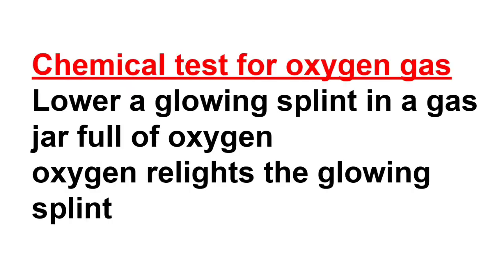Chemical test for oxygen gas. Now, how do we test whether a given gas is oxygen gas? This is how we do it. We lower a glowing splint in a gas jar full of oxygen gas. The oxygen relights the glowing splint, and that confirms that the gas is oxygen gas. If the glowing splint does not relight and form a flame, then that gas is not oxygen gas.